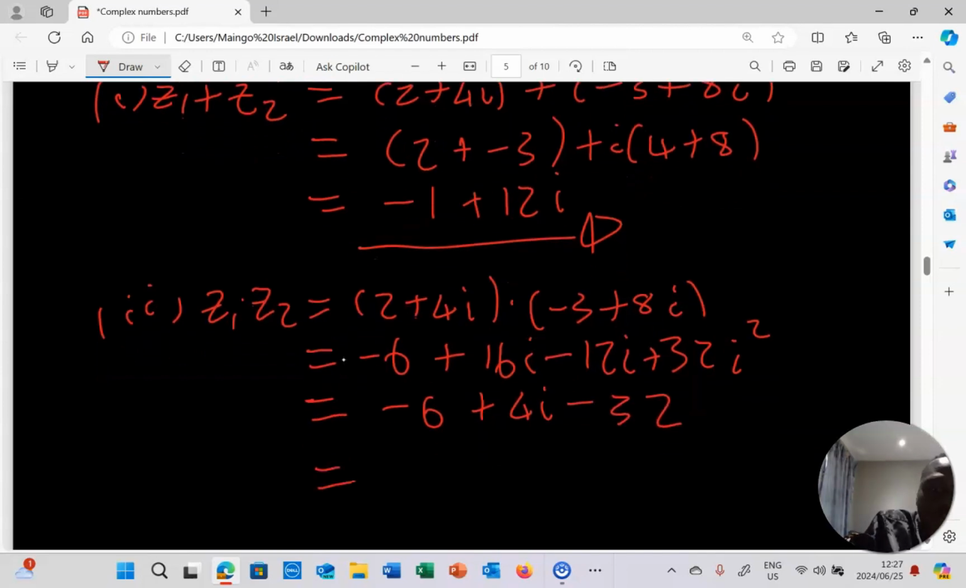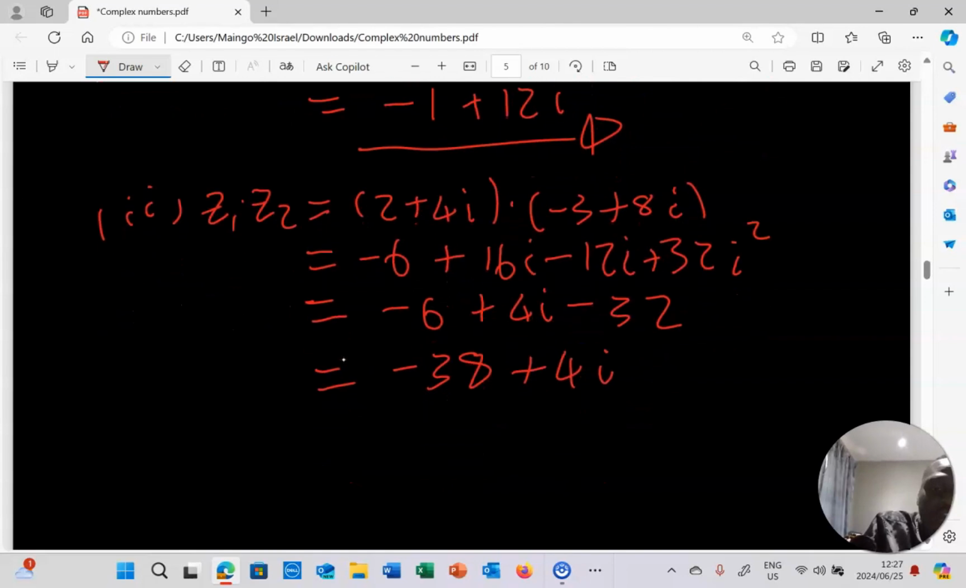So this will just be equal to this one. Minus 6 minus 32 is minus 38 plus 4I. So that's how we multiply these two complex numbers. Likewise, that's how we multiply two binomials.